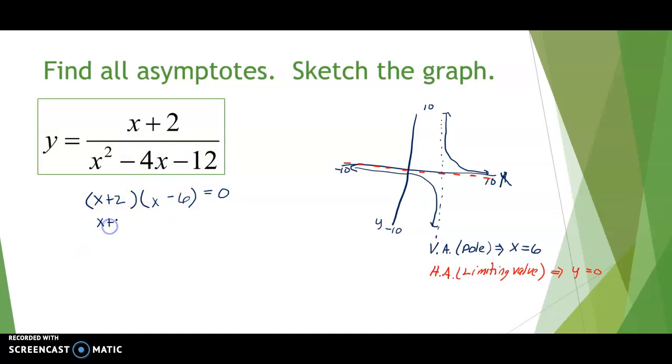So then I put x plus 2 equal to 0, and I get x equals negative 2. And I put x minus 6 equal to 0, and I get x equals negative 6. Excuse me, positive. Wow, messed up my signs there. In my original problem here, I had a minus, and when I solve that out, I get a plus.